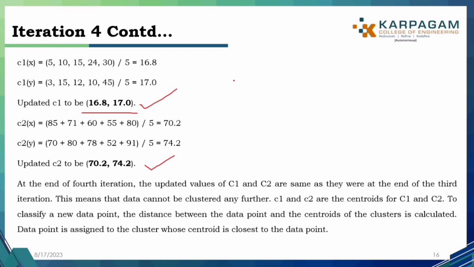So in this example, we have discussed the value of k as only 2. If you want to increase the value to k equal to 3, we will get 3 clusters. This is the example for k-means clustering.